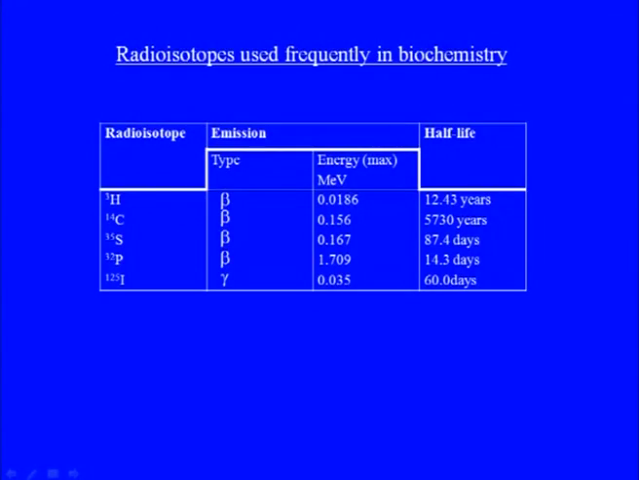Now, radioisotopes, if you can see this table, there are a whole lot of radioisotopes that could be used for this particular application, which are 3H, 14C, 35S, 32P and 125I. These mostly emit beta particles, and 125I gives gamma radiation. All right, so now we have talked about the types of radioisotope particles being used here, mostly beta particles.